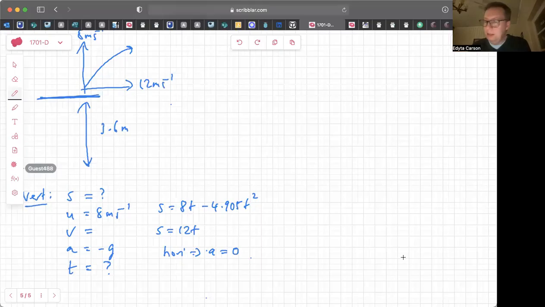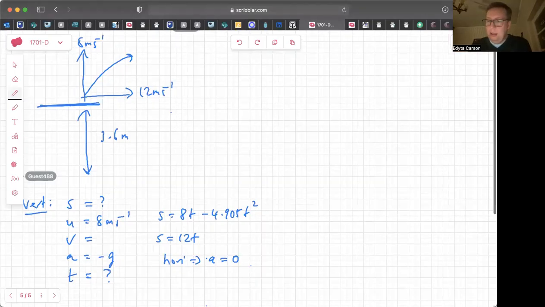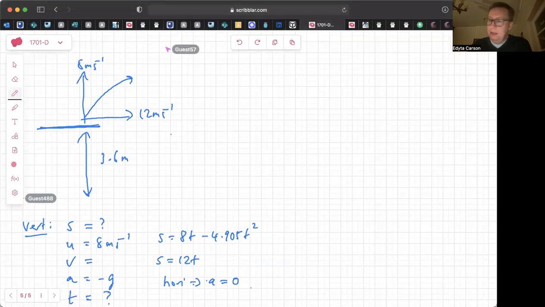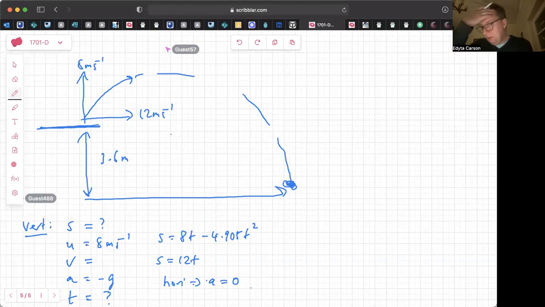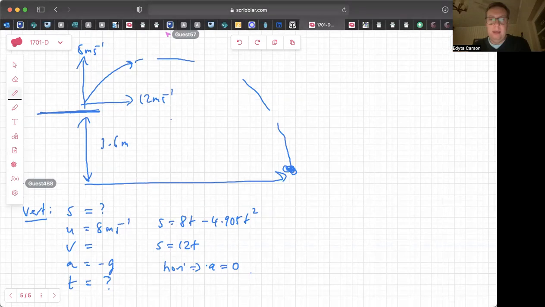So what we're trying to decide is the ball gets thrown, it's going to go like this, it's going to land some distance over here. Okay, and how far is that? That's the question. But from a vertical point of view, all that's happened is it drops 3.6 meters. Okay. So what we could do is figure out how long it takes to get there.